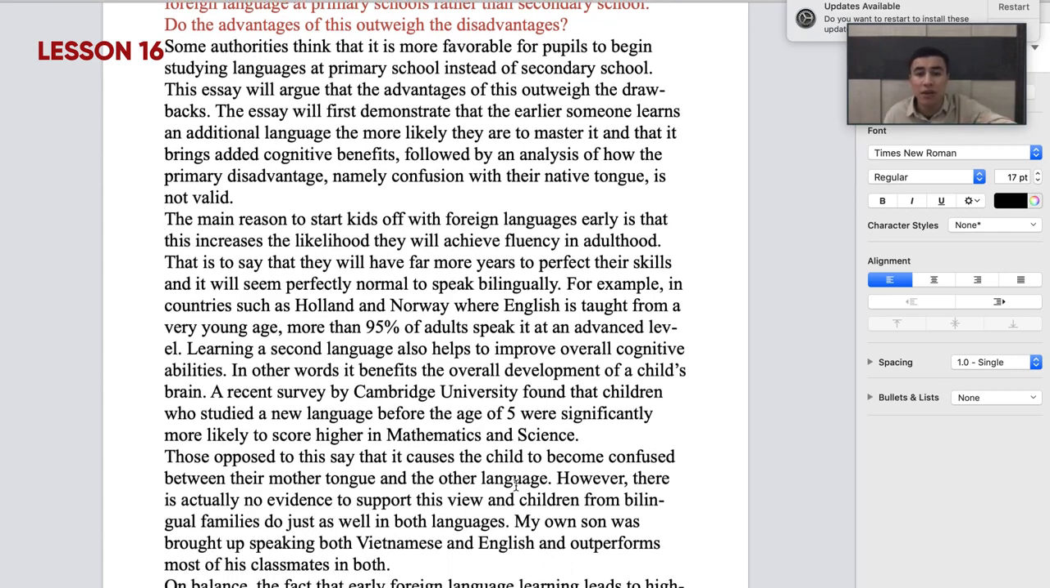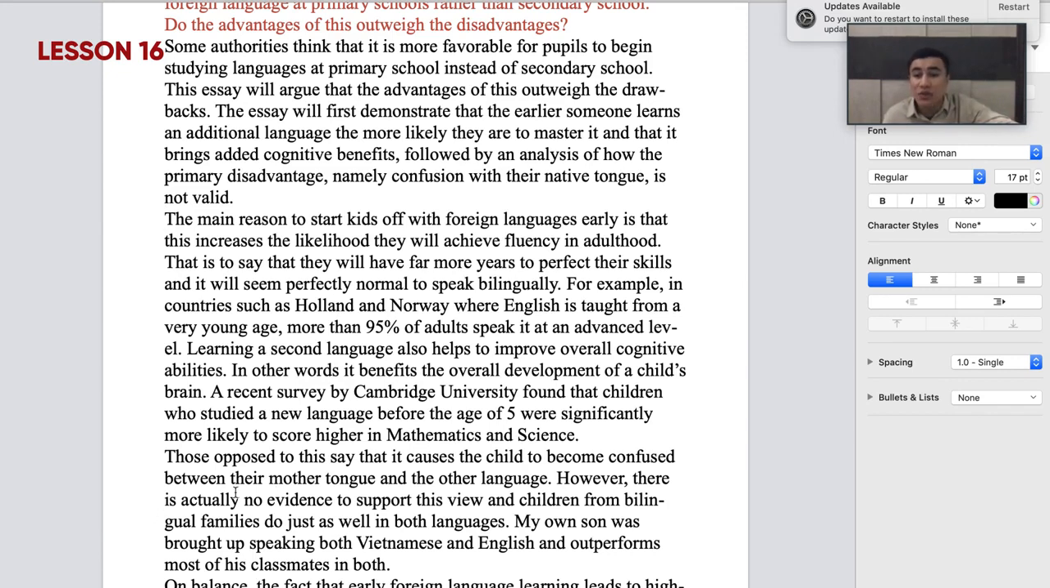Now we are going to talk about the disadvantage. Those opposed to this say that it causes the child to become confused between their mother tongue and the other language. So this is our topic sentence, and now we should explain why this point is weaker.